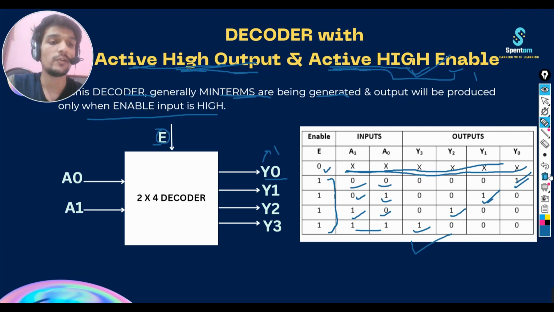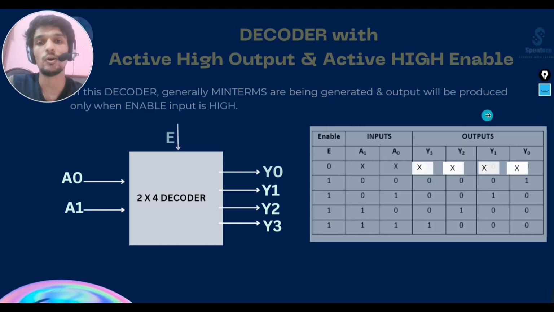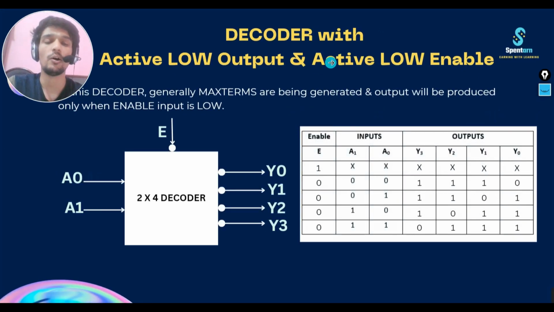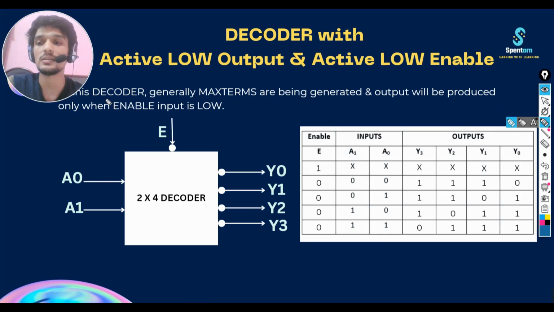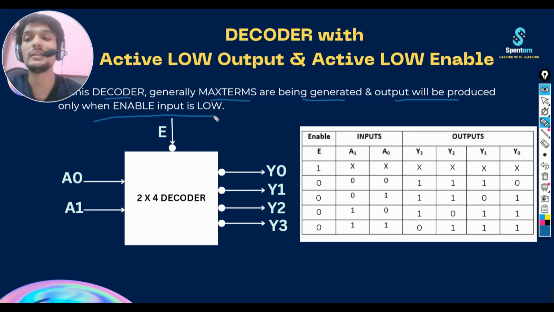Now moving ahead with another topic for decoders, which is active low output and active low enable. It is somewhat the reverse of what we did in the previous slide. You can see this decoder generally considers the max terms, which are generated, and the output will be produced only when the enable input is low. In the previous case, we saw that only when the input was high was the output produced. But in this case, the output is produced only when our enable input is low.